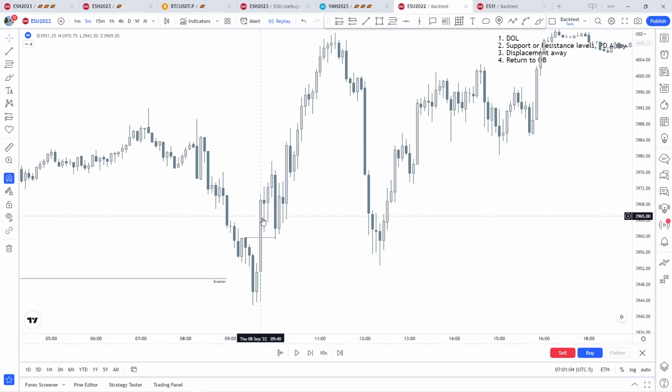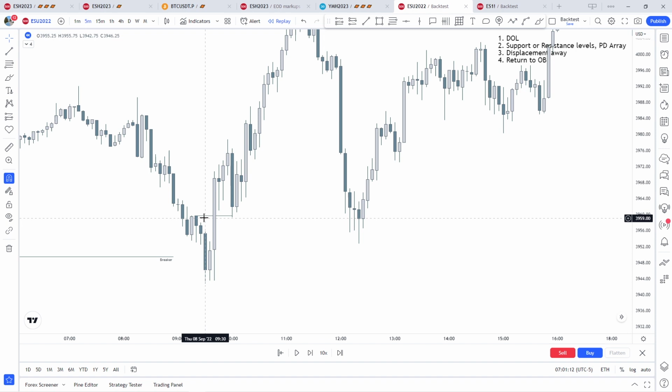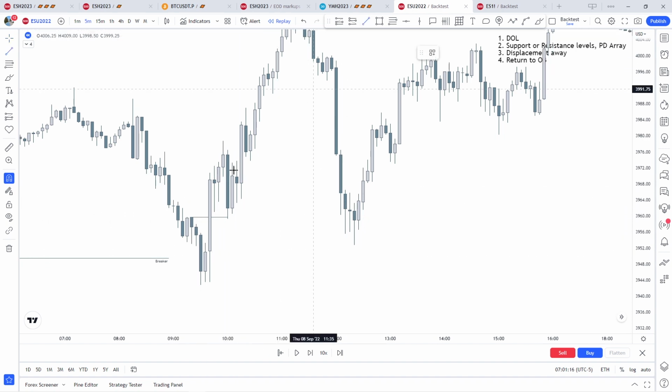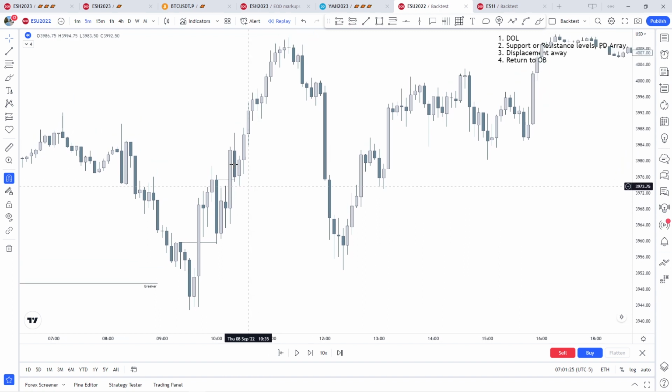So here we have a down close candle. We have no displacement away and it isn't created at a support or resistance level. So trade back into this one, then this becomes our order block. So the open of the candle, not the wick, because there's no overlapping FVG. This becomes our new order block in theory. No overlapping FVG. Boom. Fails here.